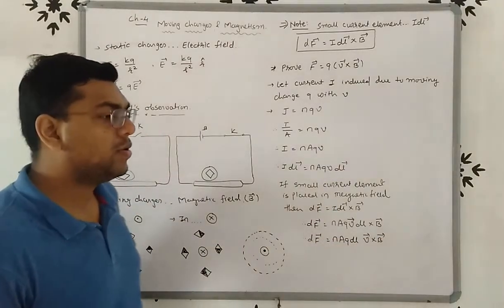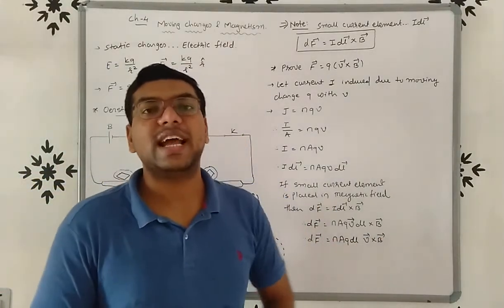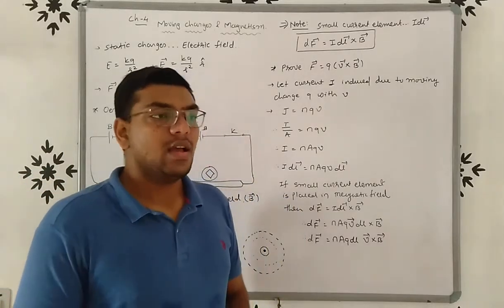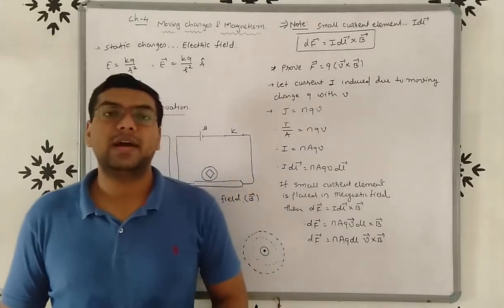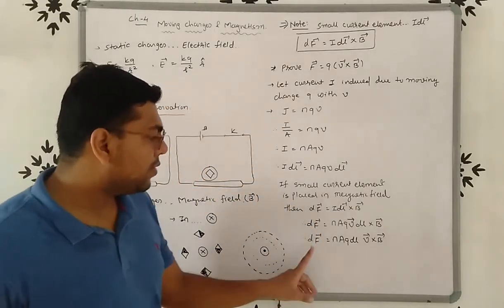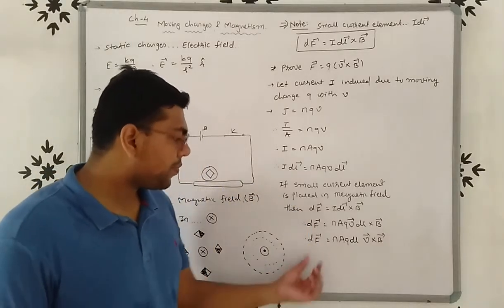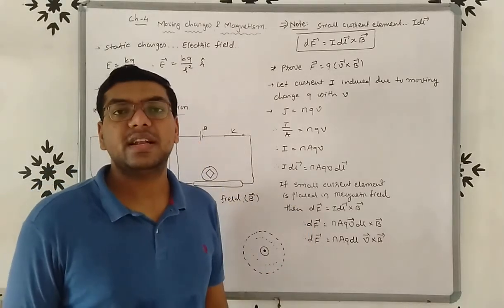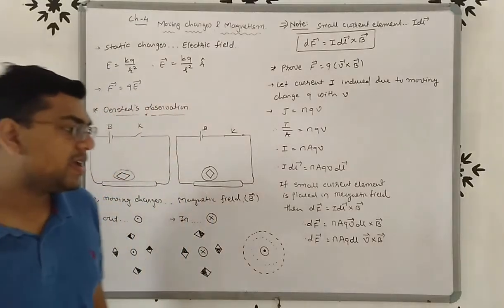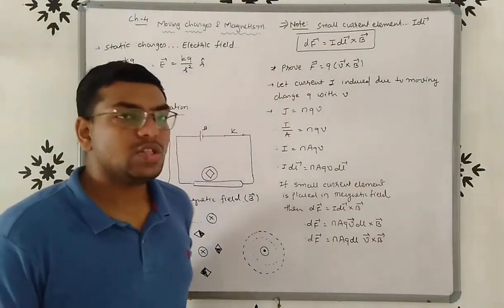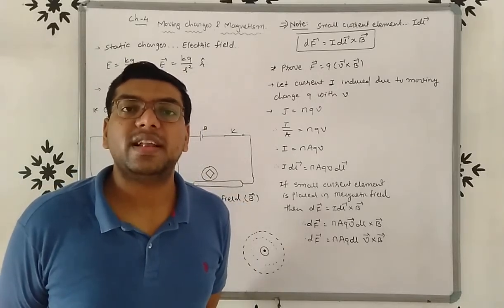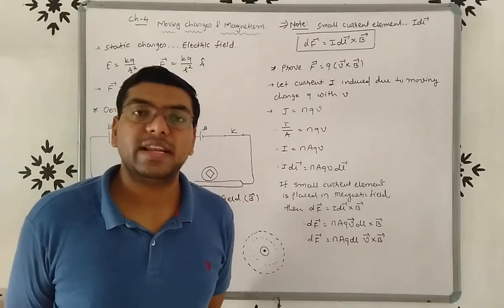So dF is equal to NAQ dl into V cross B, like this. Now we have to find out the force on charge Q. This is the total force, right? Now we have to find out the force on charge Q. So we have to divide this total force by the number density, right? So we know that the number density small n is equal to capital N by V. So capital N is equal to small n into V.